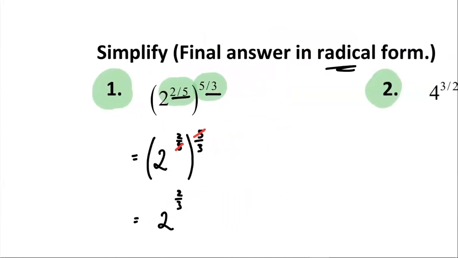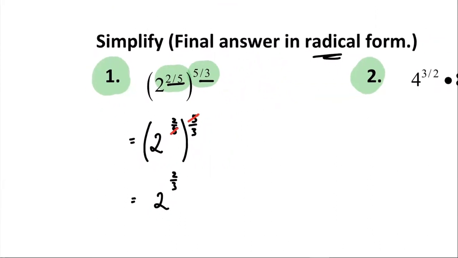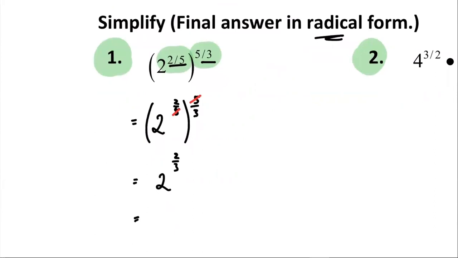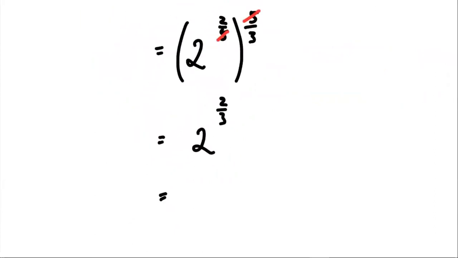And now you look at the instruction right here. It asks for the final answer in radical form, and that means if there's a root. Do we have a root right here? There is a root right here. What is the root? The bottom one, the denominator. This is the root, remember? So that means we are going to write down the cube root of 2 squared, which is 4. Okay? So that's your final answer.